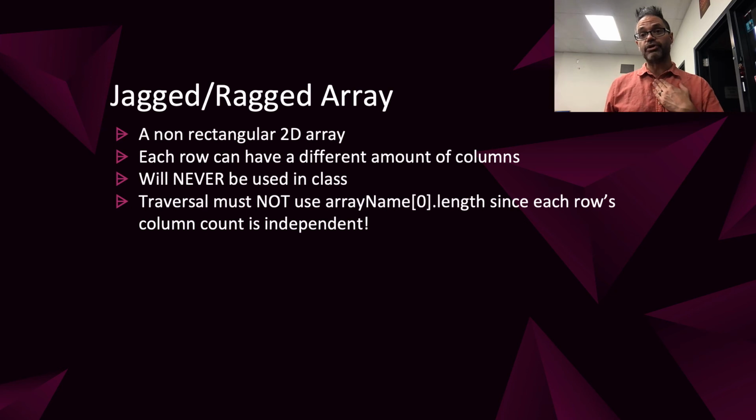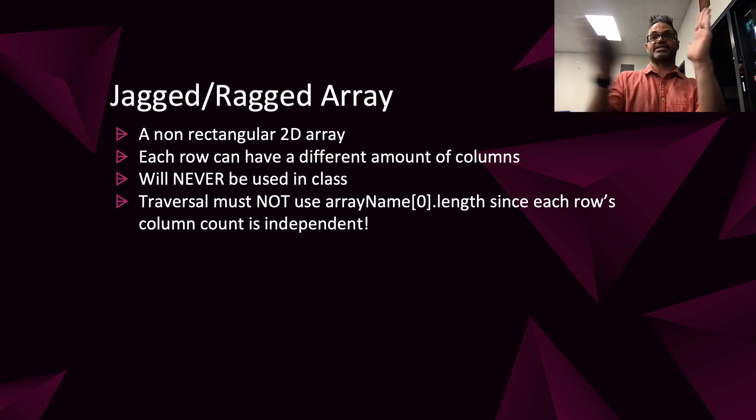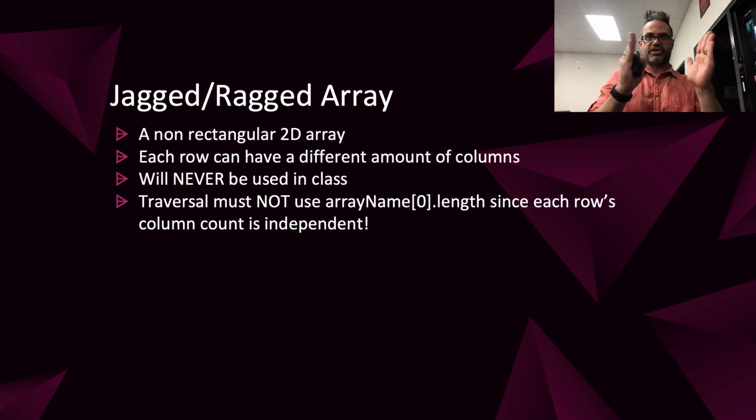And I will never use it in class. I don't see a good use for it. I'd rather use a jagged ArrayList structure, where I have dynamic structures that grow and shrink as necessary. But this is one where it's like, I'm going to have only 1 of this thing, 5 of this thing, 400 of this thing, whatever. And so for traversal, we cannot use arrayName[0].length for the structure, because we can't guarantee that every single row is that amount. We have to ask each row during traversal, because the column counts are independent per row.